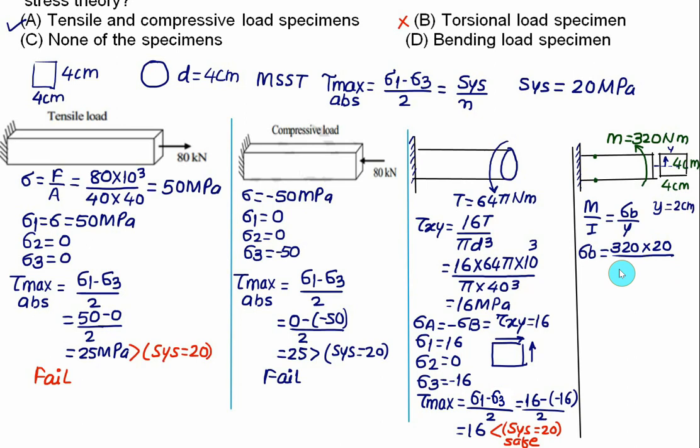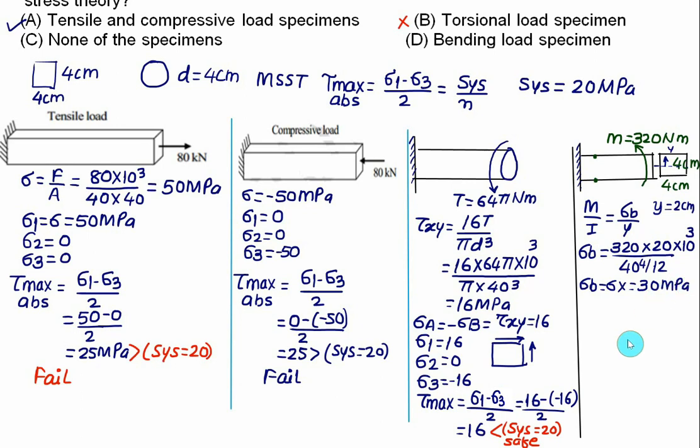So multiplied by Y, which is 20 mm, divided by I. I is bh cube by 12. Since it's a square, it is a to the power 4 divided by 12. So it is 40 to the power 4 divided by 12, and it is further multiplied by 10 to the power 3 to convert Newton meter into Newton mm. So bending stress, sigma x, is equal to 30 megapascal.